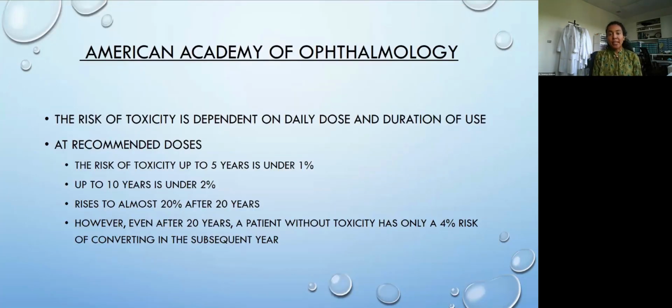So per the American Academy of Ophthalmology, the risk of toxicity is dependent on daily dose and duration of this medication. At recommended doses, the risk of toxicity up to 5 years is under 1%. If a patient is on it for 10 years, it's under 2%. But it rises to almost 20% if a patient is on Plaquenil after 20 years. However, even after 20 years, a patient without toxicity only has about a 4% risk of converting in that subsequent year.